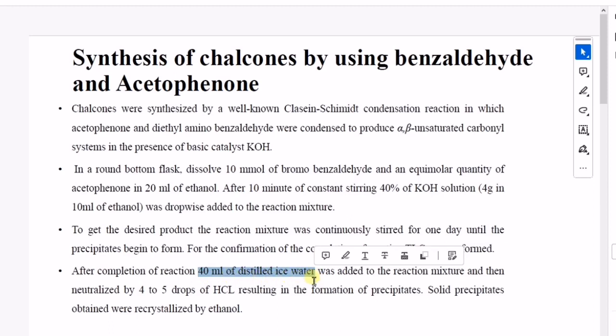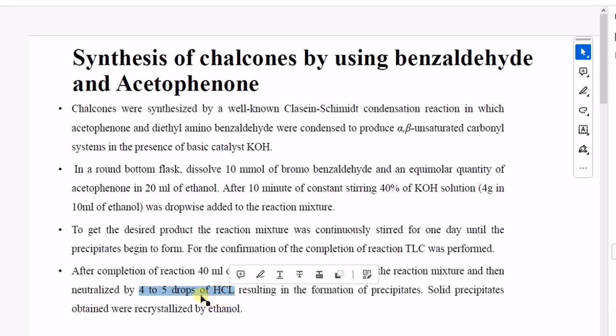When you add distilled ice water, then you have to check the pH of this mixture. The pH is about 13 to 14. You have to bring the pH to 7. You have to neutralize this reaction by the addition of 4 to 5 drops of HCl. You can use diluted HCl, that is perfect. Make a solution of 10% HCl. Then you have to add it drop by drop into the solution mixture and neutralize the reaction mixture to 7. That will form the precipitates in it.